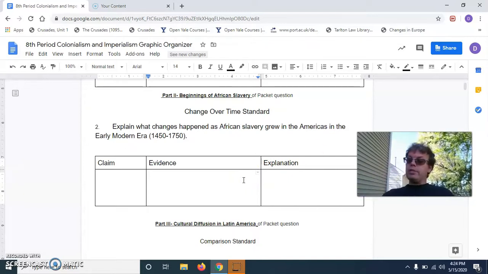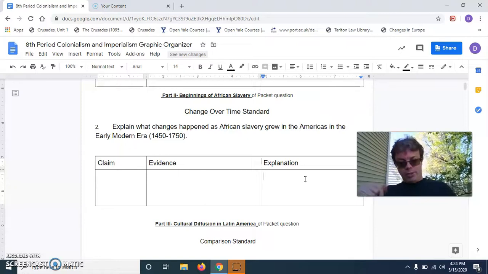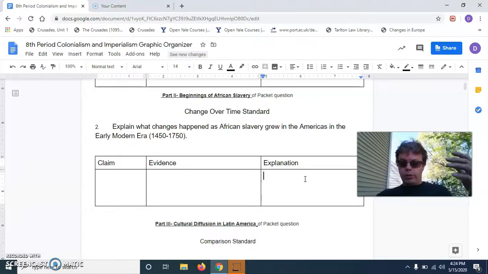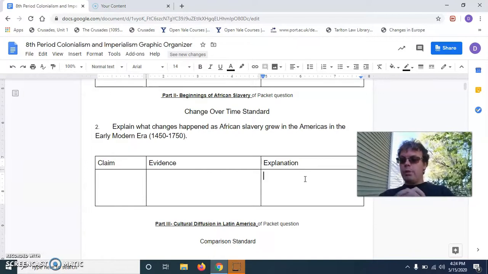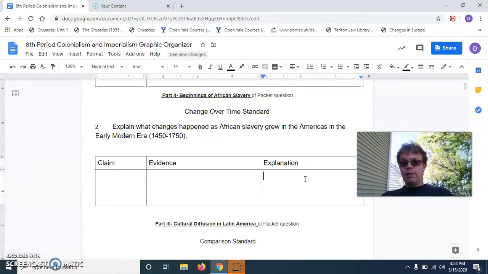Now I want to get to this next part, explanation, because you guys have done a real good job in the papers I've been grading on evidence. Explanation, not as much. So explanation, this is your part to be original. I remember sharing papers with you earlier in the year where the explanation was put in the beginning. You could do a context explanation, explaining this time period.